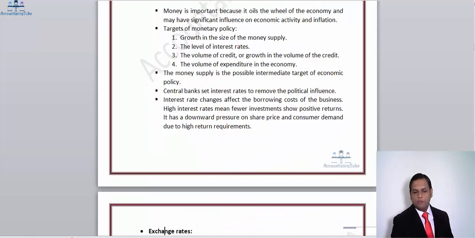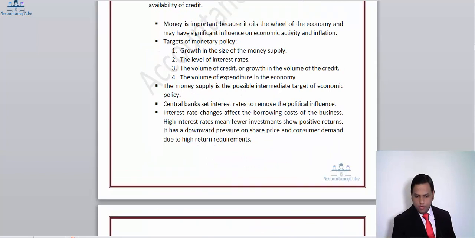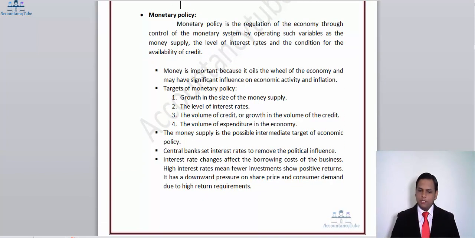Next up, we have monetary policy. Monetary policy is the regulation of the economy through the control of the monetary system. And how do they do that? By operating variables such as money supply. Again, they do that in three ways. The first one is money supply, then the level of interest rates, and the condition of the availability of credit. These are the three ways through which they can influence the monetary policy.